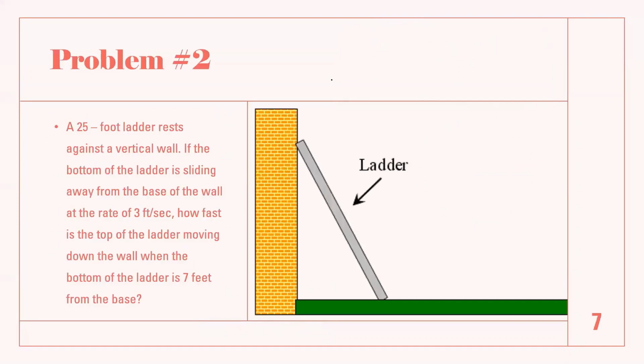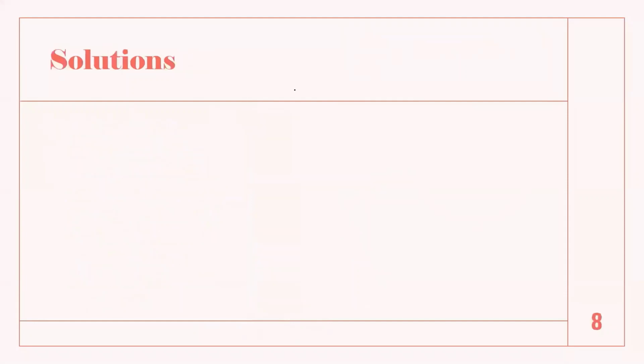So our second problem is: a 25-foot ladder rests against a vertical wall. If the bottom of the ladder is sliding away from the base of the wall at the rate of 3 feet per second, how fast is the top of the ladder moving down the wall when the bottom of the ladder is 7 feet from the base? So we're going to draw the problem.